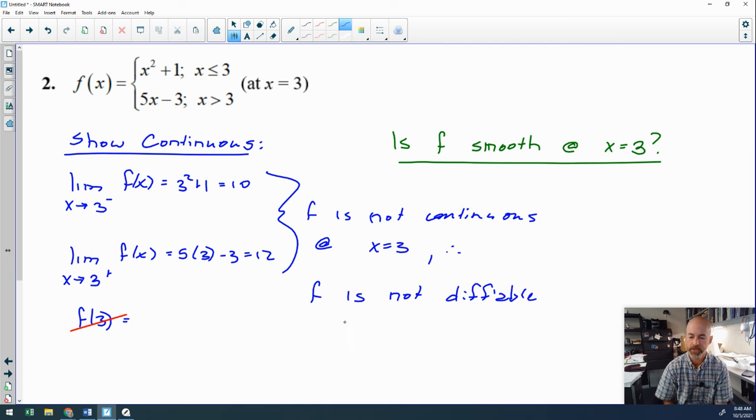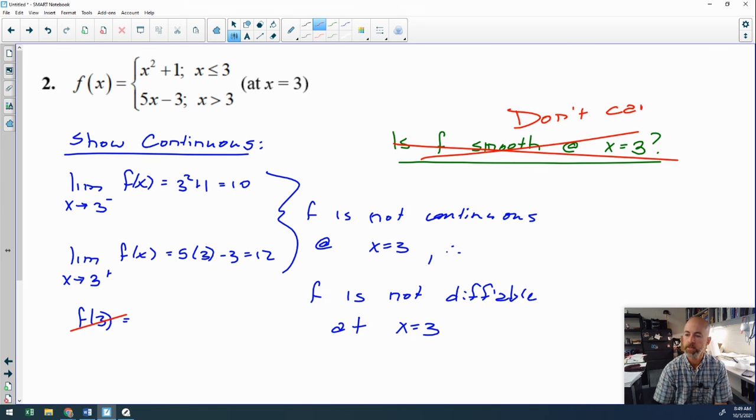And that this part up here I have in green does not matter. I don't care if f is smooth or not. Actually, it won't be smooth. It's not even continuous. So we don't care. And this is kind of a nice question here because we could stop early. We didn't have to go through that second step of showing the smoothness of the function.